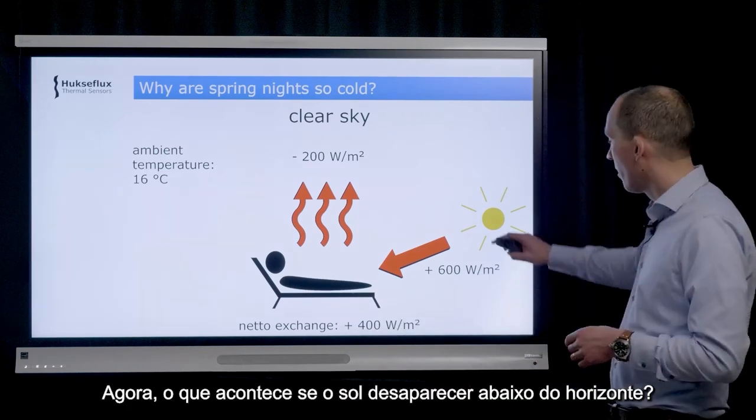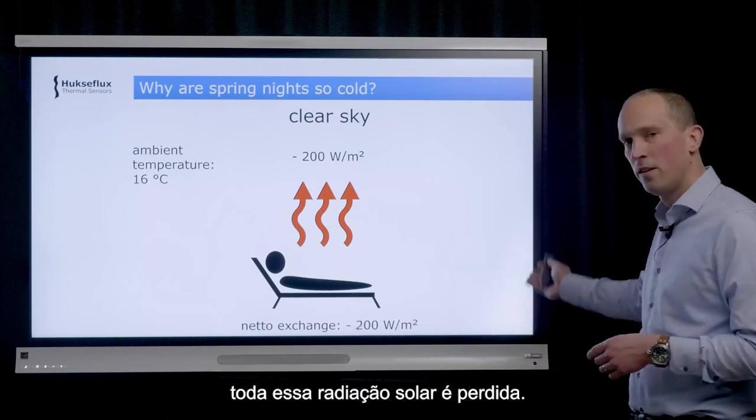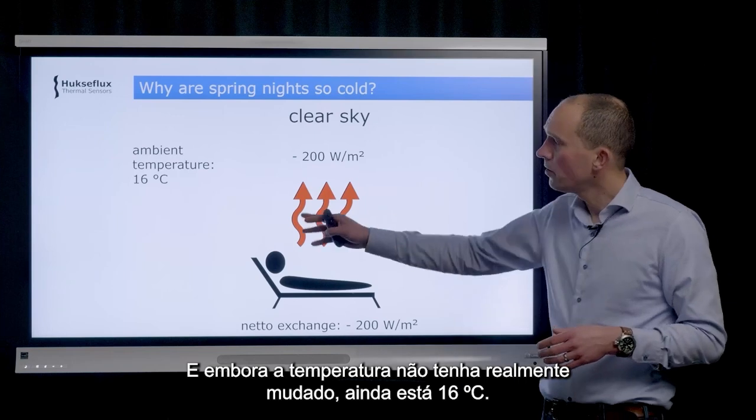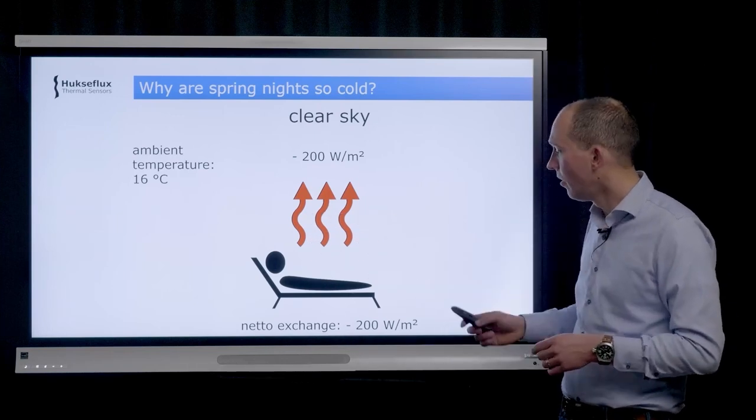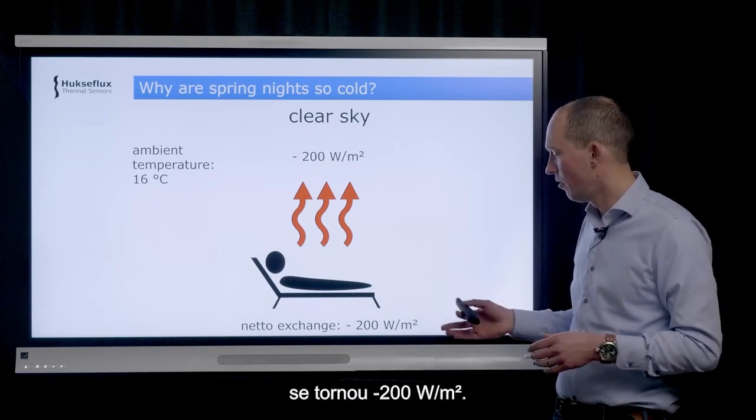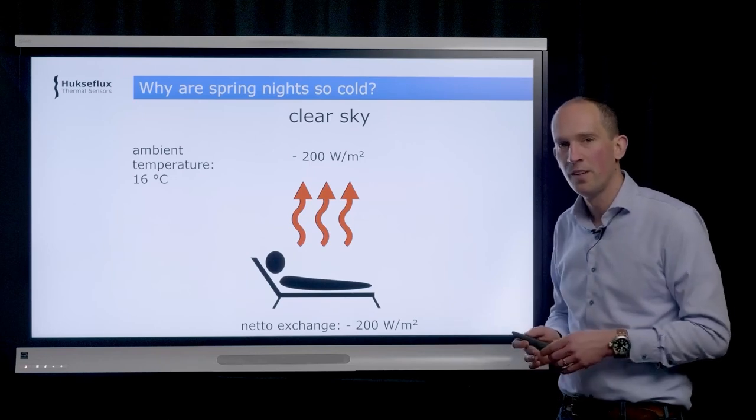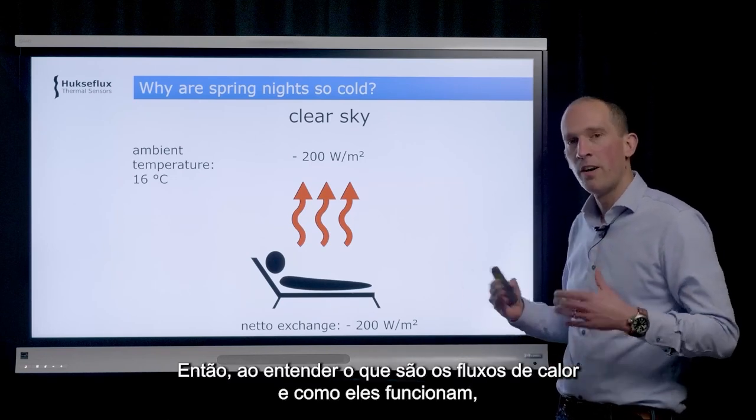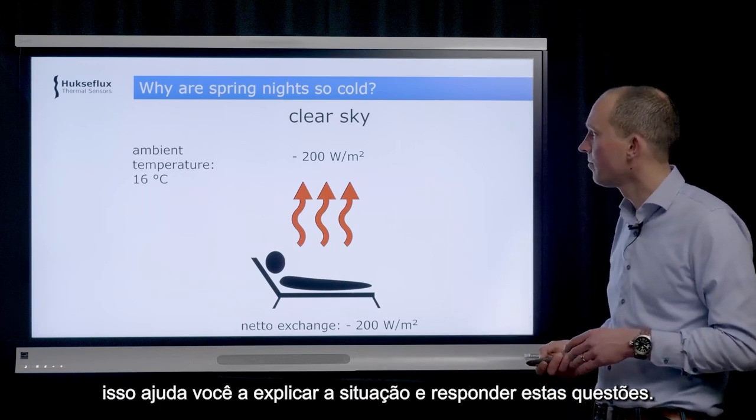Now what happens if the sun drops below the horizon? Immediately, this entire radiative term of the sun is lost. And while the ambient temperature hasn't really changed, it's still 16 degrees outside, all of a sudden your net exchange as a human has become minus 200 watts per meter squared, and you will feel yourself cooling down really quickly. So understanding what heat fluxes are and how they work helps you to explain this situation and answer this question.